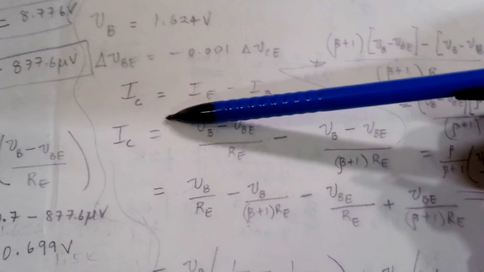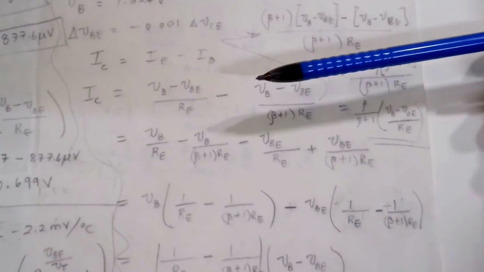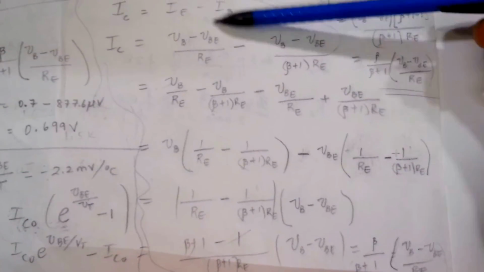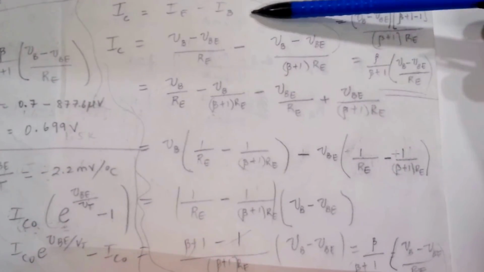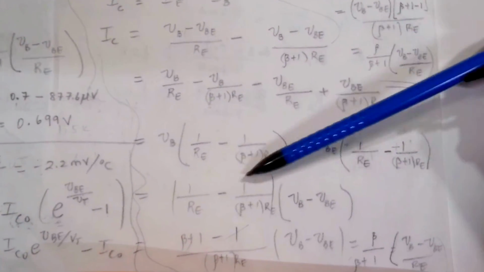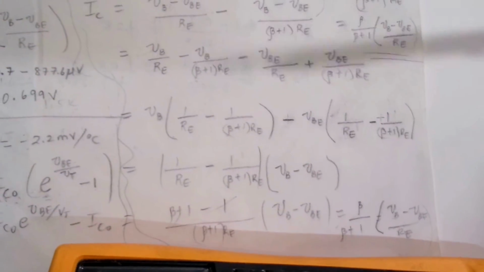It's really not that difficult to derive, so I'll put it in the shot for you to take a look. This is the actual process. I start with IC equals IE minus IB, replace what IE and IB are, do some manipulations, and end up with that equation. You can go ahead and pause this and take a look at that derivation.